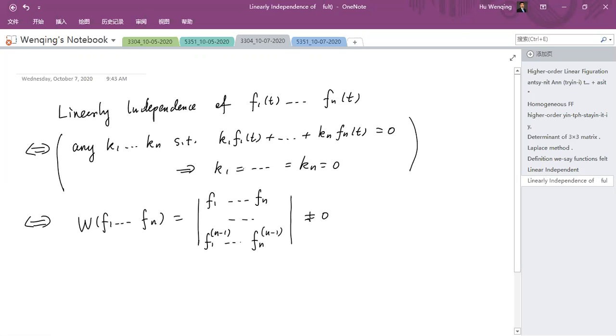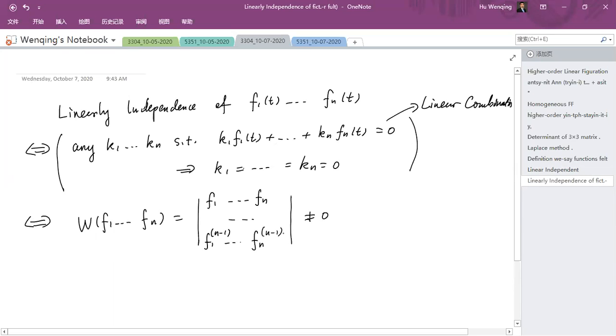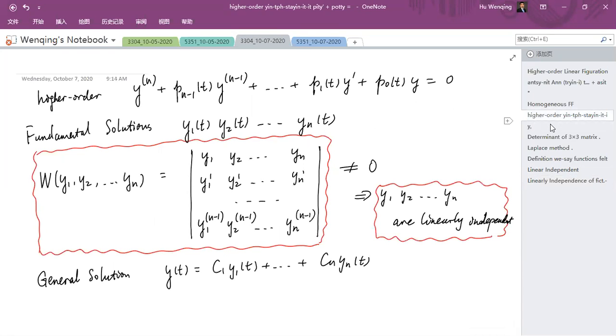Okay, so the first equivalent formulation says that any linear combination, right? So this is actually a linear combination. That's why this notion is called linear independence, because it says that any linear combination being 0 implies all the coefficients are 0. But on the other hand, after our deduction here, it also says that the Wronskian has to be non-zero. So that actually explains this result that when you find these solutions y1 through yn and the Wronskian is non-zero, it simply means that they are linearly independent.